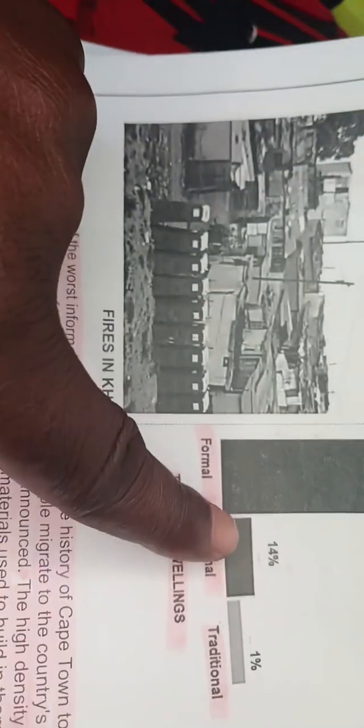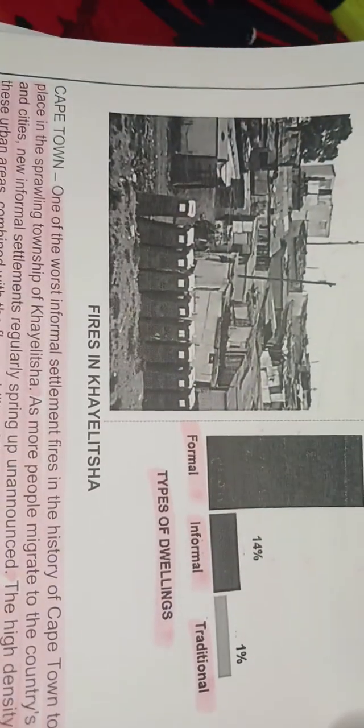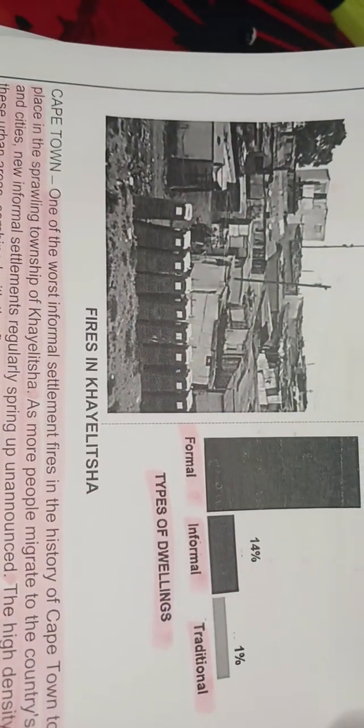According to the infographic, what percentage of South Africans live in the informal settlements? Can you see here? Guys, 14%. The answer is there. You get your mark, free mark.